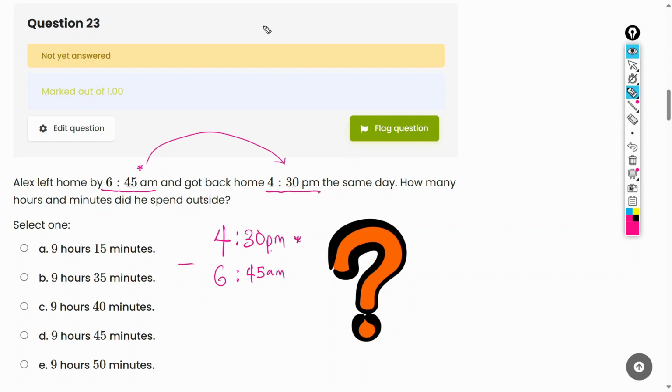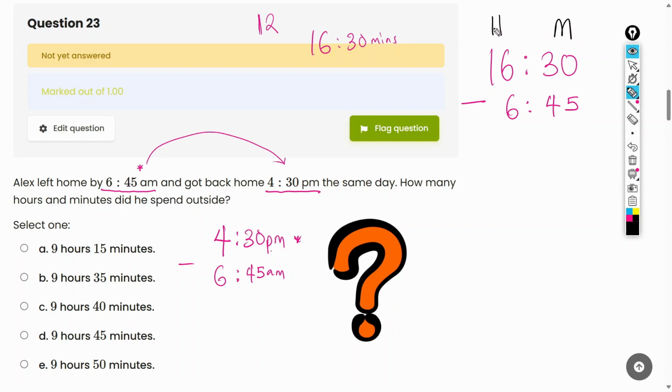Now, because this is p.m., we need to change it back to hours. Because remember, once you hit 12 on your clock, instead of going to 13, 14, 15, it goes back to start counting from 1. So to account for that, this is plus 4. So if we add 4 hours to 12, that will be 16 hours, 30 minutes. So we have 16 hours, 30 minutes minus 6 hours, 45 minutes. AM is the same thing as hours. So this is our minutes place. This is our hours place.